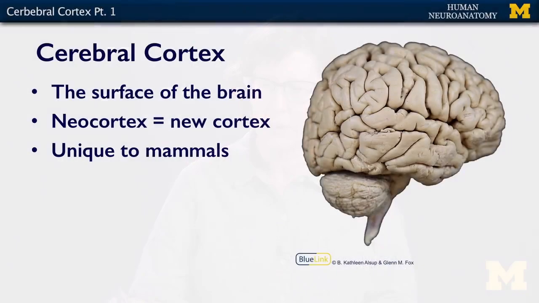The cerebral cortex is the surface of the brain. We talked about this a little bit in the introduction, gross anatomy of the brain. We pointed out all of the different sulci, which are the great big divots in between, and the gyri, which are kind of the bumps. This is your neocortex. Neocortex means new cortex, okay?